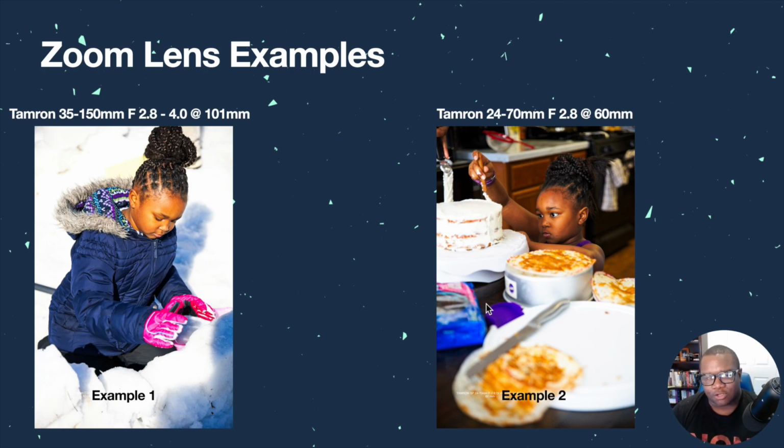As I mentioned before, I do own the Tamron 35 to 150 f2.8 to f4.0. And at 101 millimeters, this photo on the left, example number 1, is my youngest daughter playing in the snow, and I stayed in one area. Now, as I was going through all these images, I was like, I'm going to put up a series of photos so that I can show you that I stayed in one place to make all of these images. But at this particular moment, I'm at 101 millimeters.